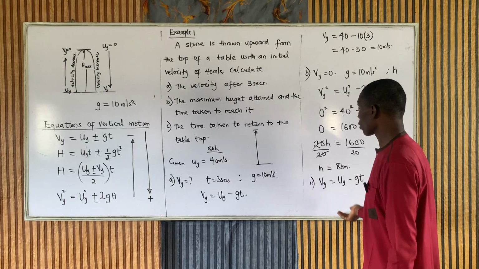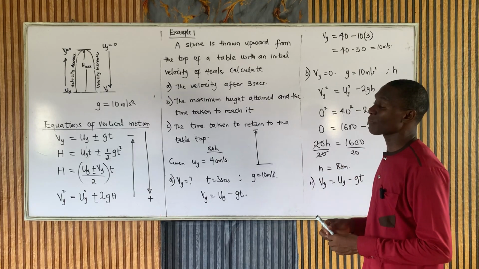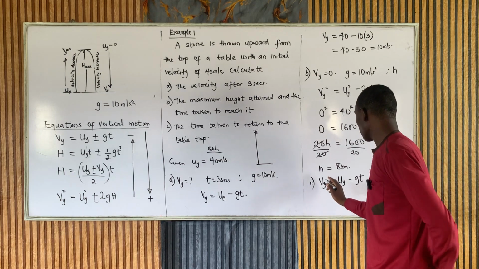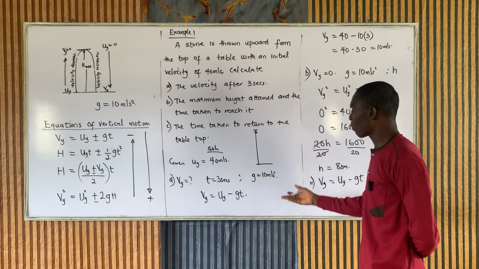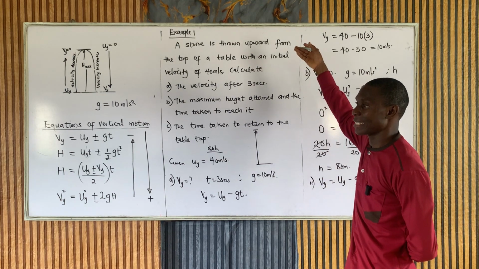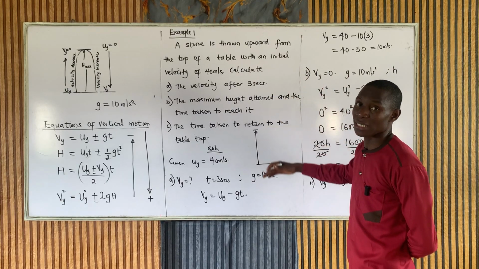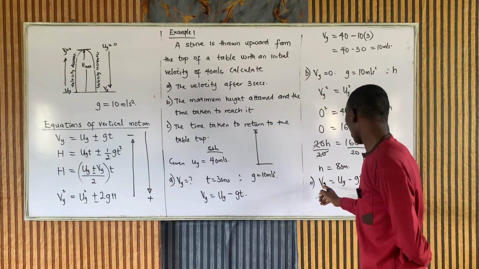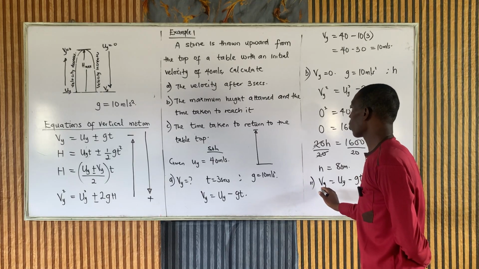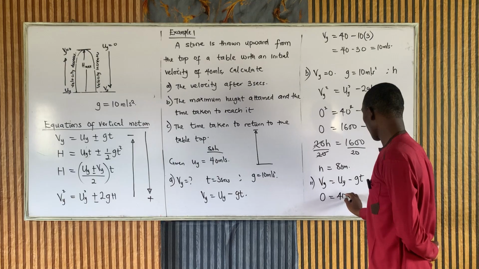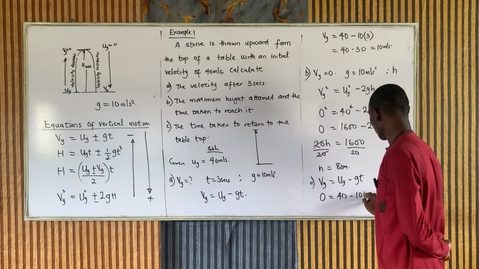Now, why is it minus? Because the object is going upward. In fact, anytime you are solving for maximum height, have it in mind that the object actually is going upward, because an object going upward is what attains height. An object coming down cannot be attaining height. It's reducing in height. So Vy is equal to 0 and Uy is 40, minus 10t.